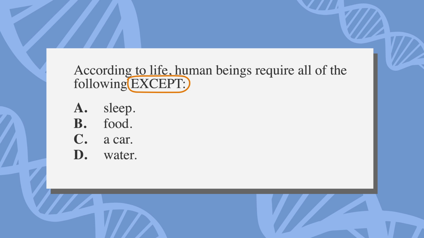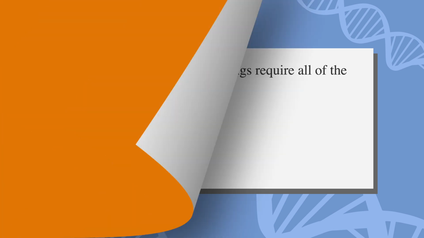So answer choice A is true because humans require sleep. Answer choice B, food, is also true. Answer choice C, a car, is not true. Though it's convenient, you don't need a car to live. Finally, answer choice D, water, is also true, so mark it with a yes. Which one of these is the lone wolf? The one with no next to it. So we can select answer choice C as the right answer because it's not true.